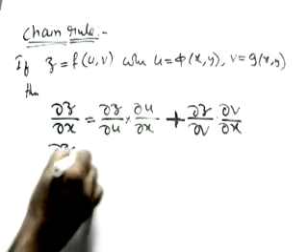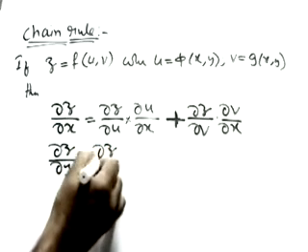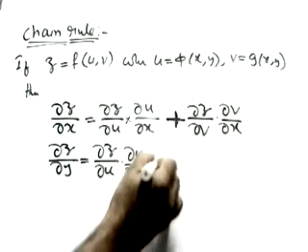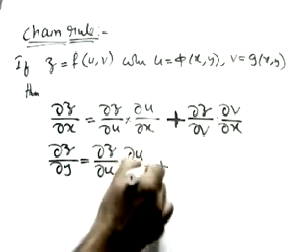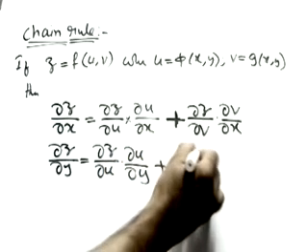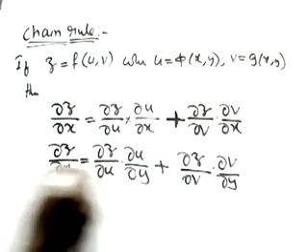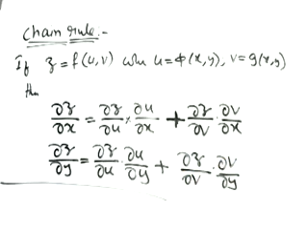In the same way, if you want to differentiate partially with respect to y, how do we start? Dou z by dou u into dou u by dou y, sorry, plus dou z by dou v into dou v by dou y. So this is called the chain rule.